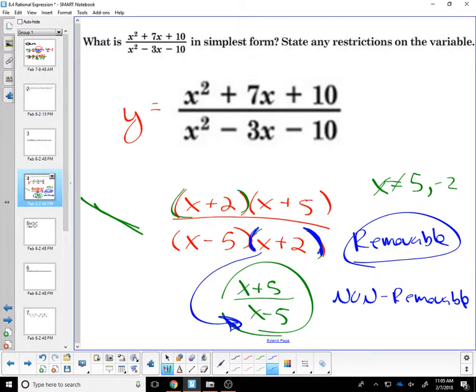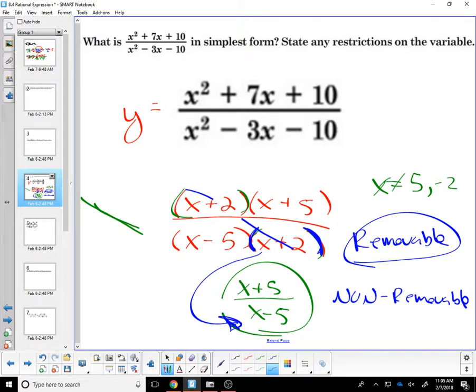And I'm throwing air quotes because did it really cancel? No, it made it 1. But it canceled out. It's gone. Therefore, what did I do? I removed it. Removable discontinuity. So if I can get it to cancel, and I hate saying that word because it's not true, but if I can turn it into a 1, then it's gone. Okay? That's a removable discontinuity.